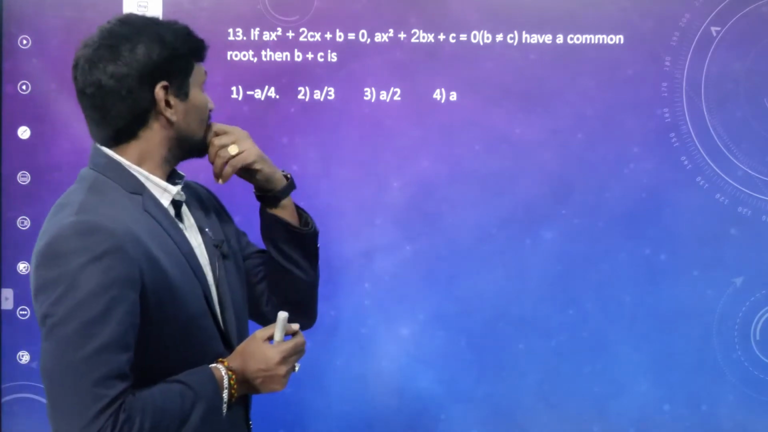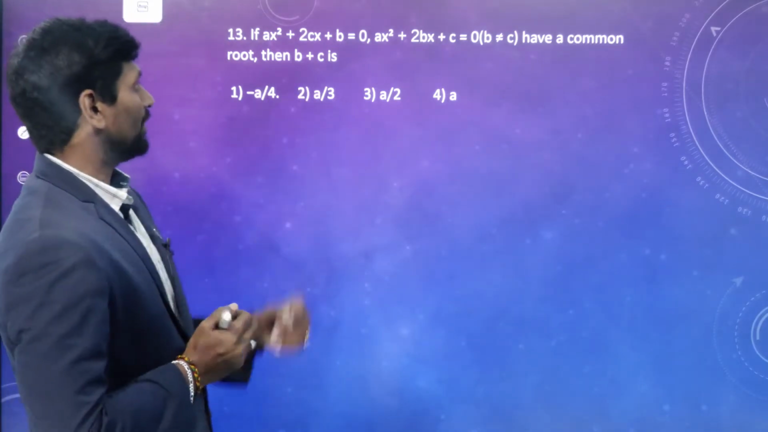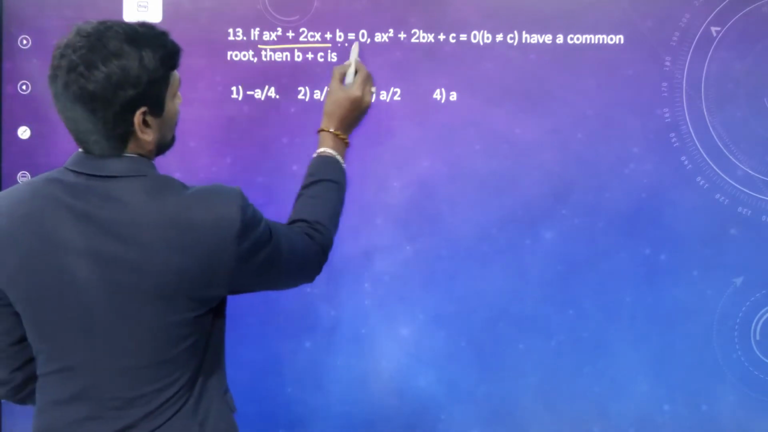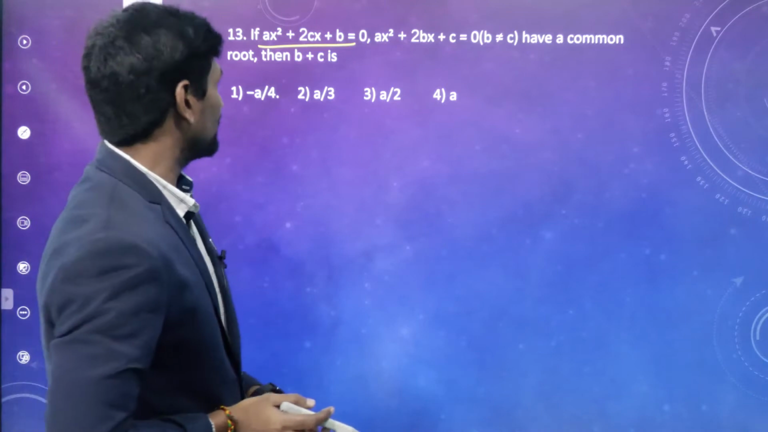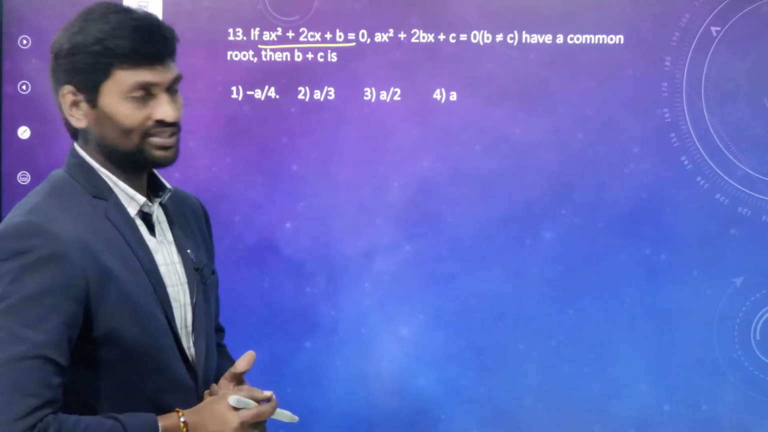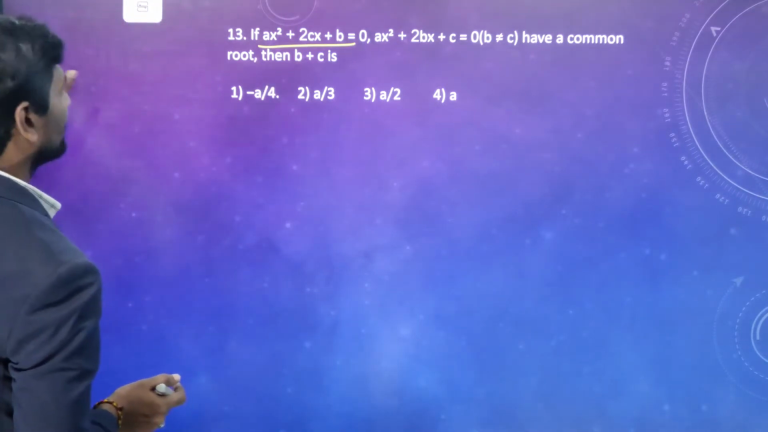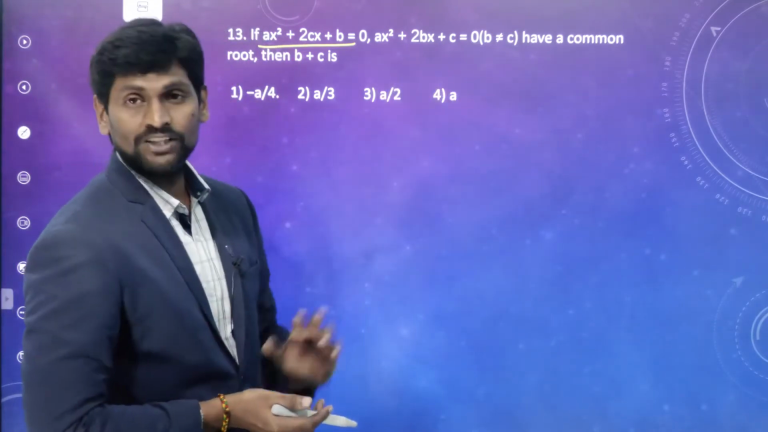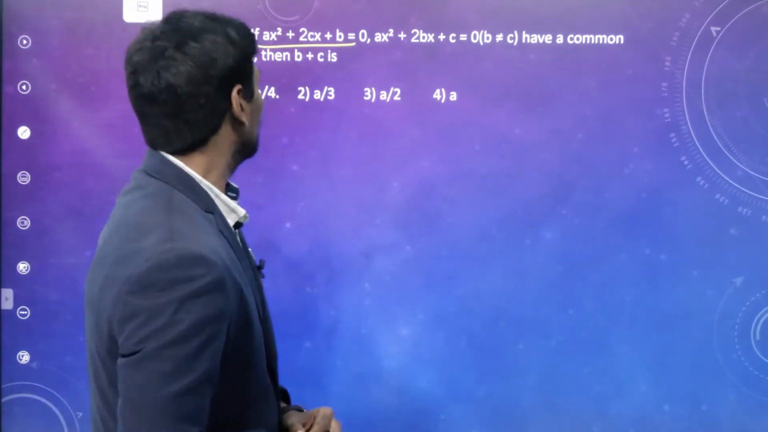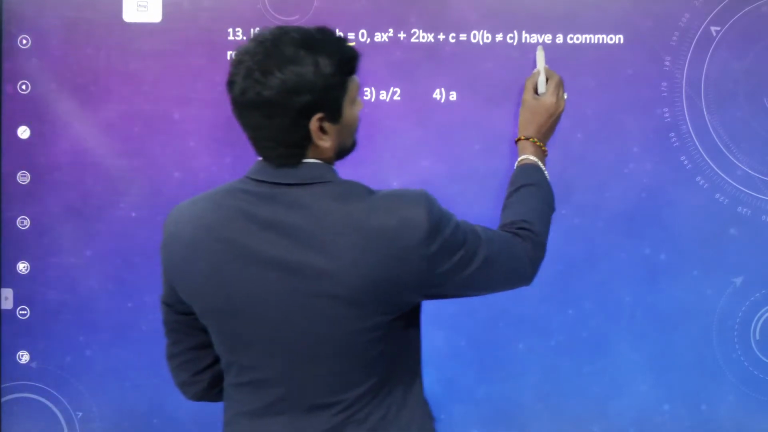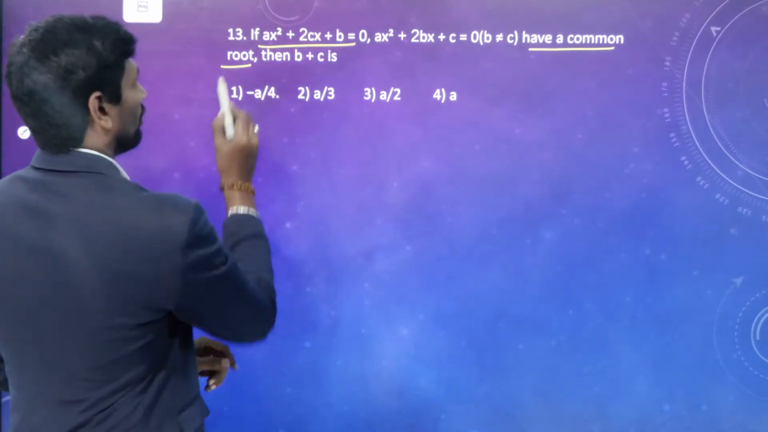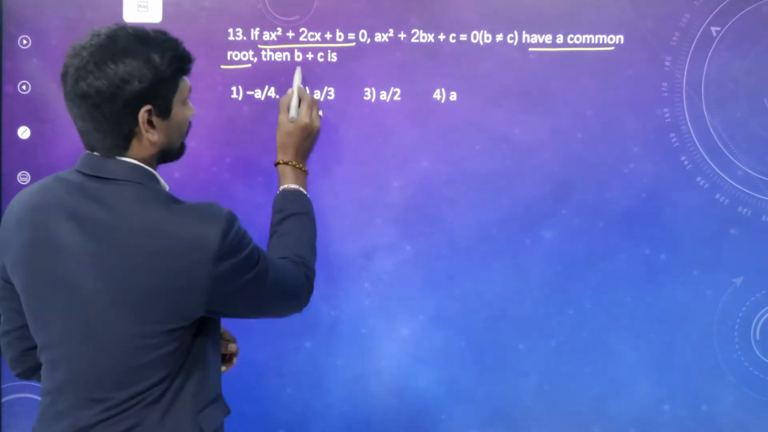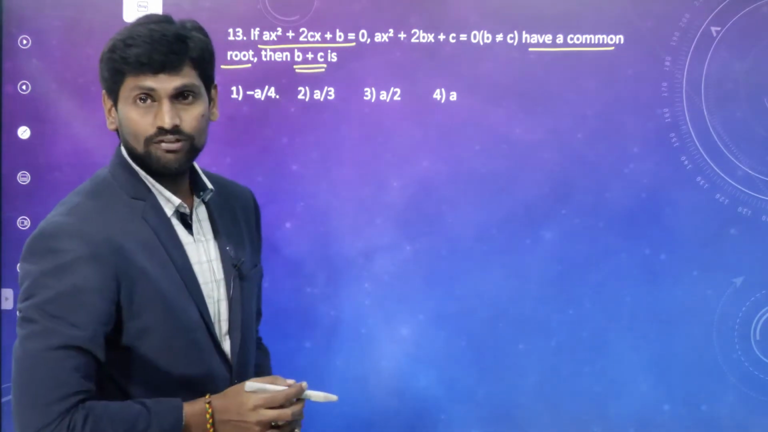See the 13th question. If the first quadratic equation is given, ax square plus 2cx plus b equals to 0, and the second quadratic equation, ax square plus 2bx plus c equals to 0, have a common root, then we need to identify the value of b plus c.